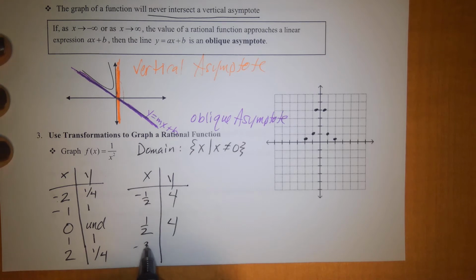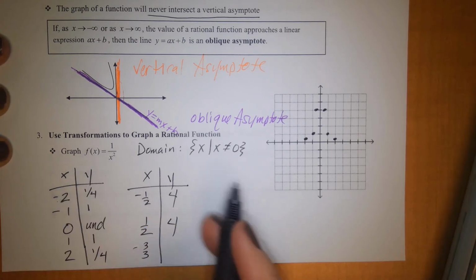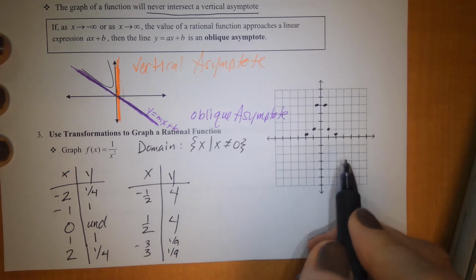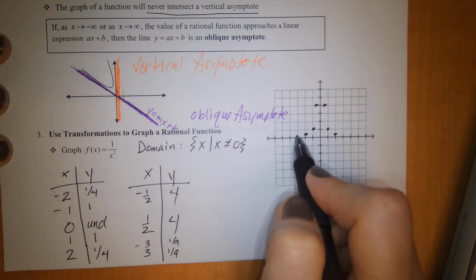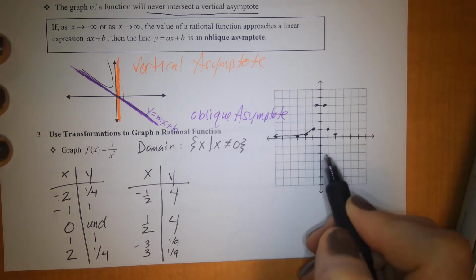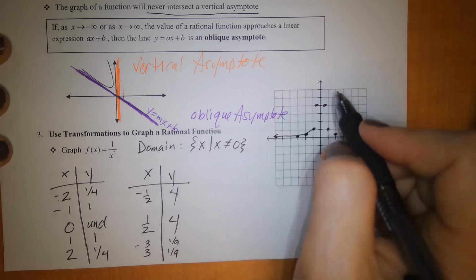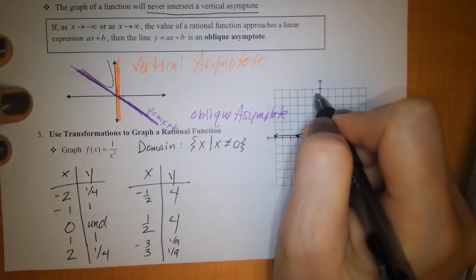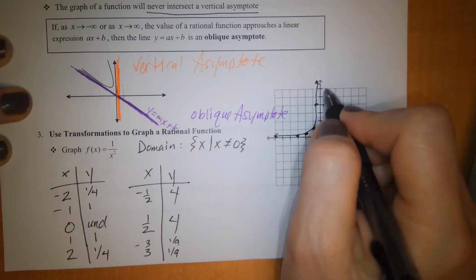I'm going to do another one at negative 3 and 3. So 1 divided by negative 3 squared is 1/9 and 1/9. So you can see at negative 3, it's at this point just getting closer and closer and closer to that x-axis. It's getting smaller, smaller, smaller numbers. Since I know it cannot be 0, it means it's going to hug the y-axis and go up like that too.